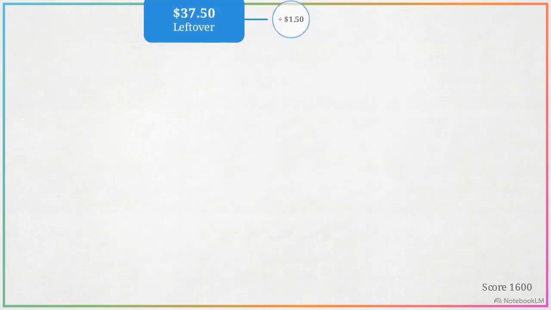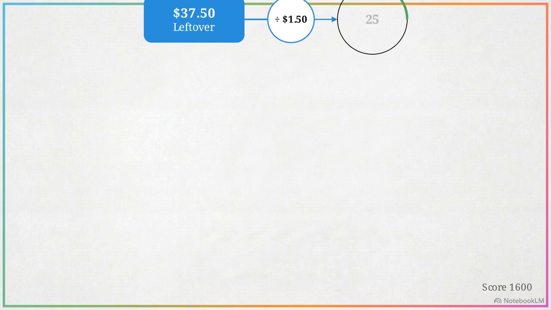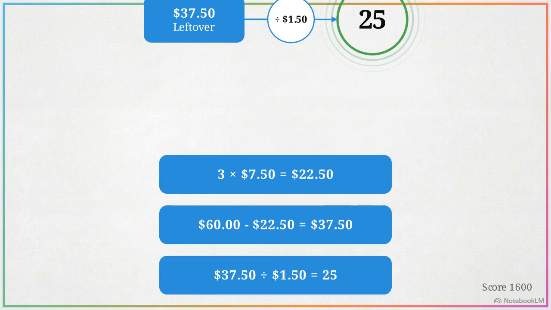Completing this step is how you move from just knowing the leftover money to finding the specific count the question is asking for. The final answer is 25. Following this methodical deconstruction keeps you from making careless errors when the clock is ticking.